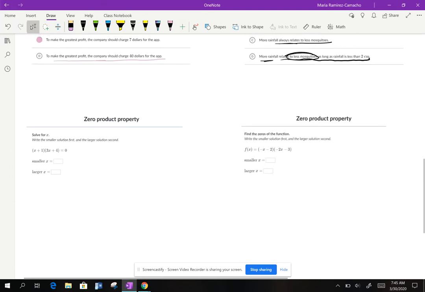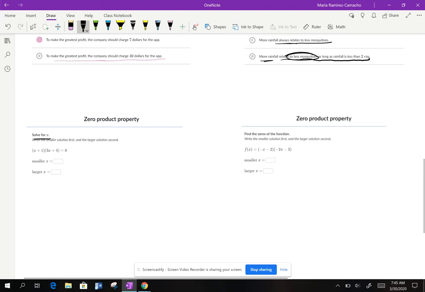And then last but not least, zero product property. There was a problem similar to this in the classwork that we did the first week of the trimester before going on quarantine. Here's all that we're doing, okay? We're solving for x. We're going to get two solutions for x. We're going to write the smaller one first and the larger one second.